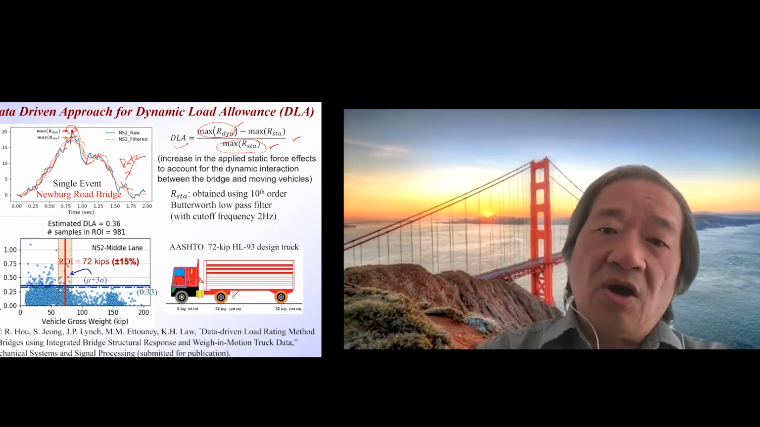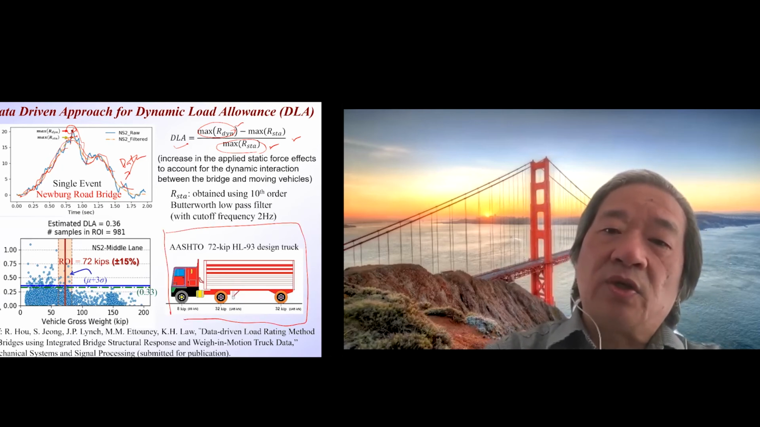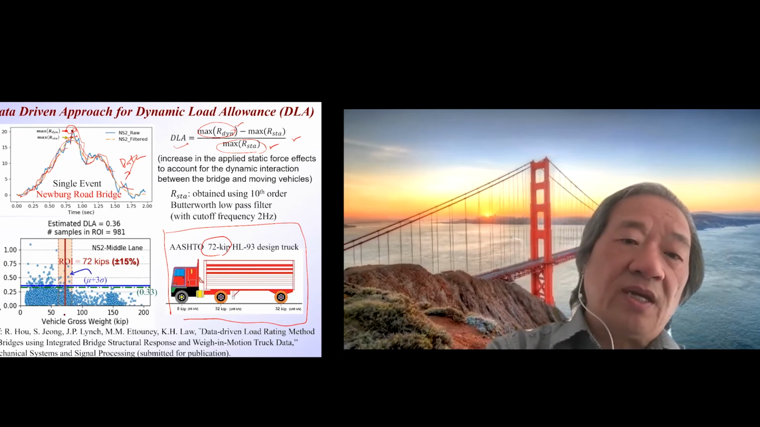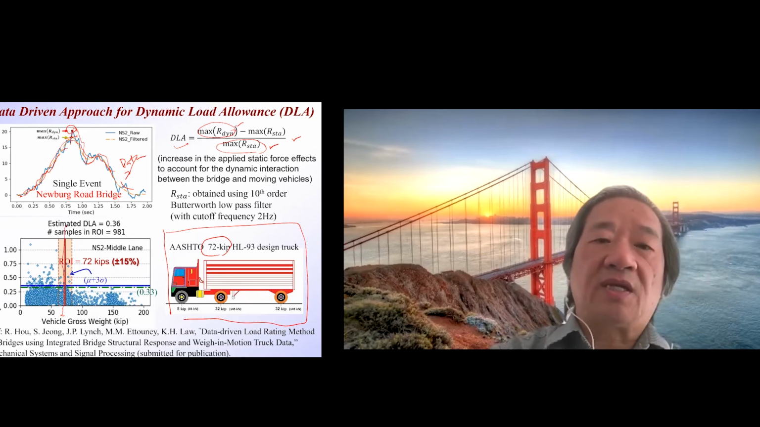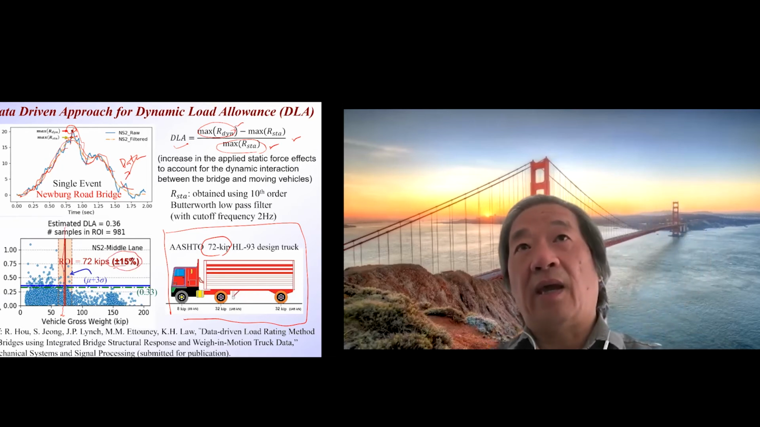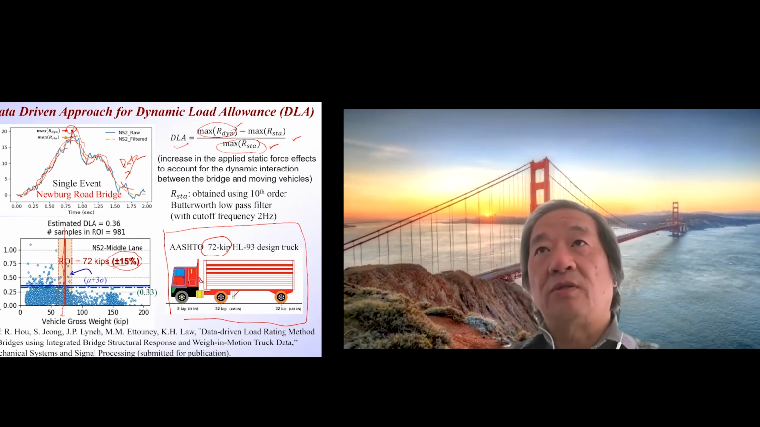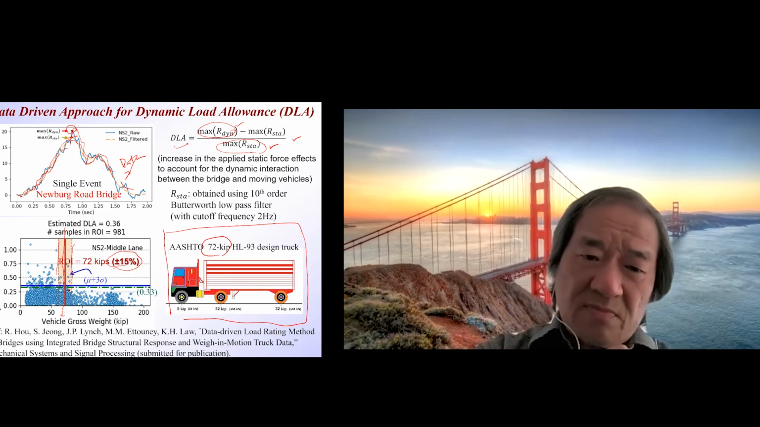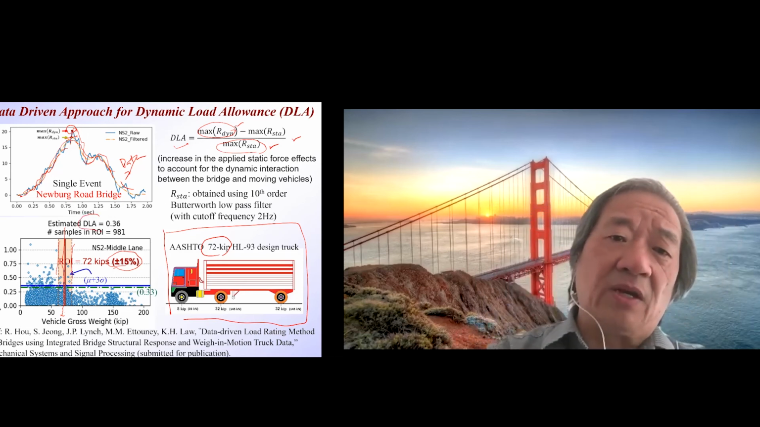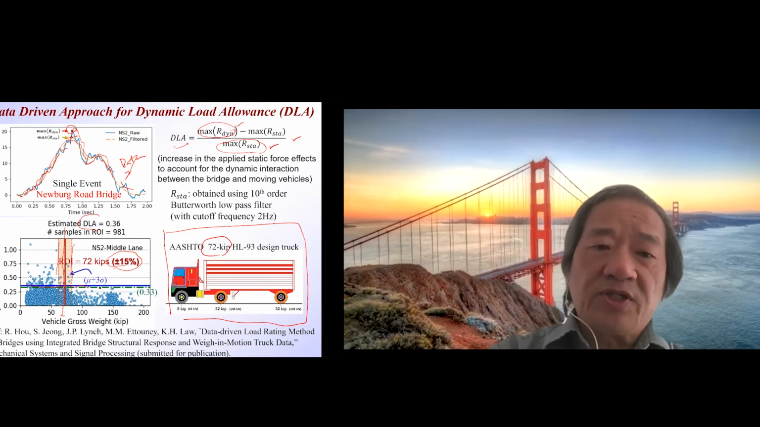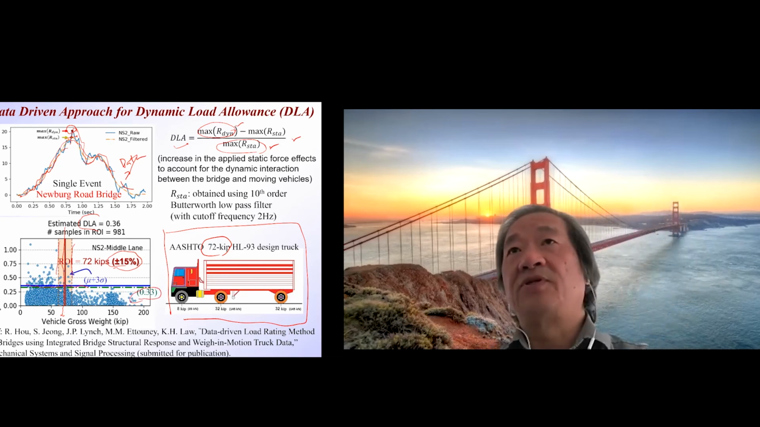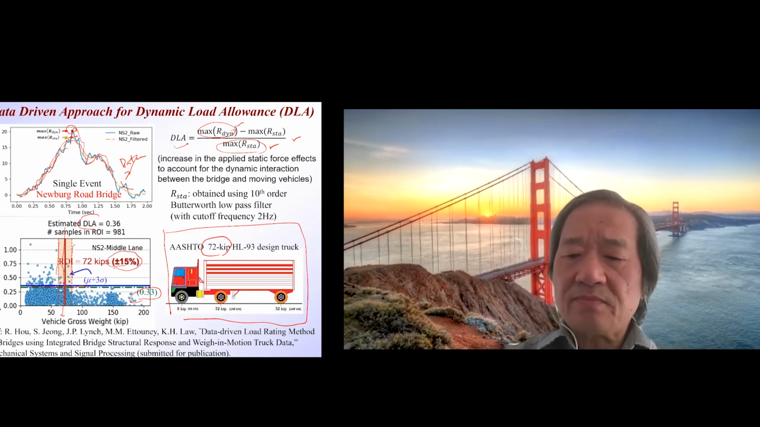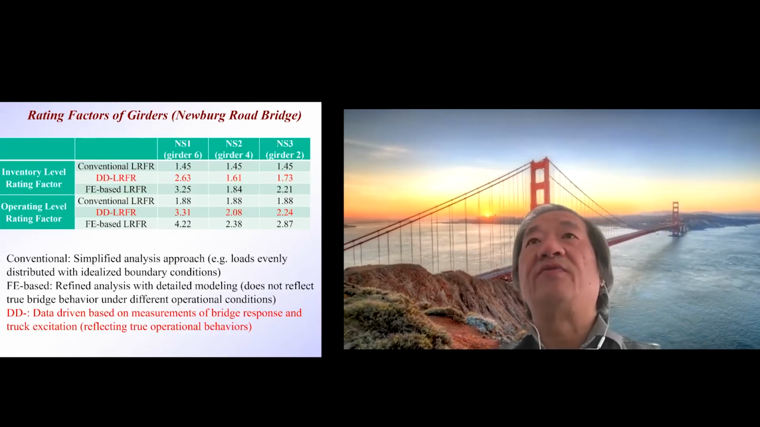In the code, they're primarily interested in the truck at 72 kip. So now we are analyzing all the trucks. We're looking at 72 kips and also taking into consideration the error that the weigh-in-motion might have, which is about plus or minus 15%. So now we can calculate the dynamic load allowance versus the allowable factor, to say whether the bridge is more or less safe. So now it's purely data driven.